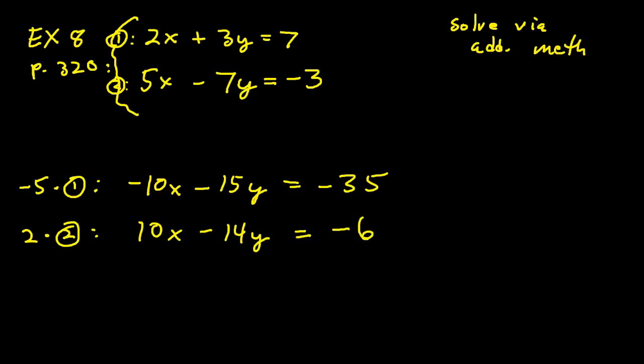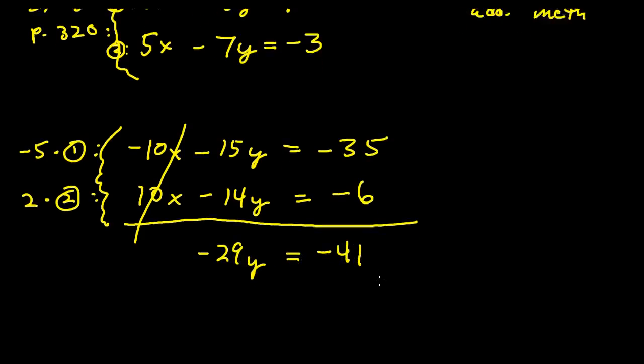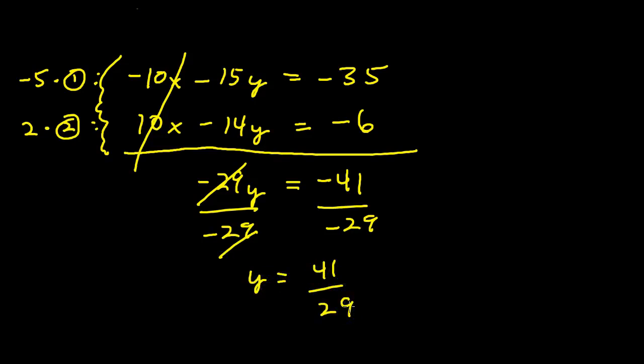All right, so I've rigged it up with an equivalent system so that when I add these two equations, the x variables will cancel out. Looks like I'm going to get something a little nasty here. Minus 29y equals minus 41. And if I divide both sides by minus 29, I get y equals positive 41 over 29.